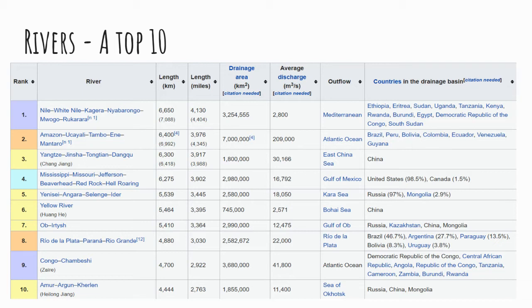For now, we're going to focus on number 2, which is the Amazon, surprise, surprise, and number 8, which is the Rio Grande, which you can see has some other names there, one in Spanish and one in Portuguese as well. But for our purposes, we're going to refer to it as the Rio Grande. The column on the right tells you what countries that river flows through. So, for example, I can see the Amazon flows through Brazil, Peru, Bolivia, Colombia, Ecuador, Venezuela, and Guyana. Later on in your independent task, this is going to be a really useful slide for you to refer to. So I'd suggest this is one that you have open when you are doing that task.